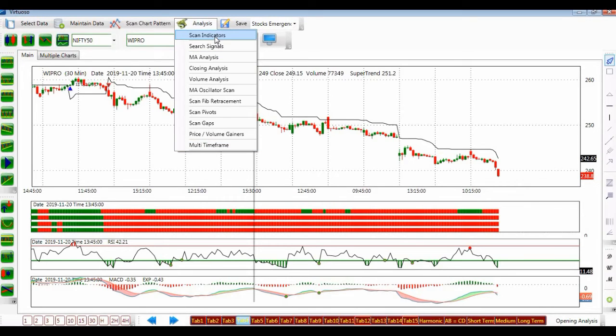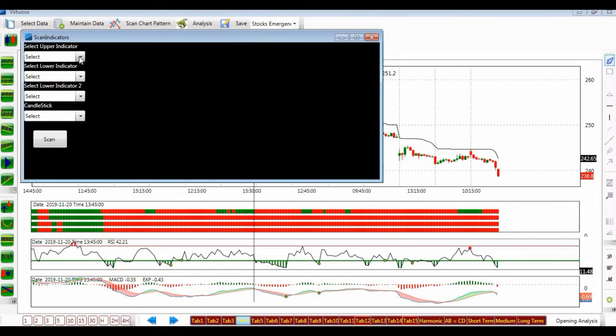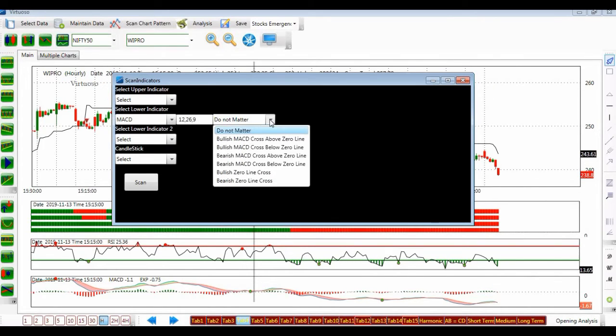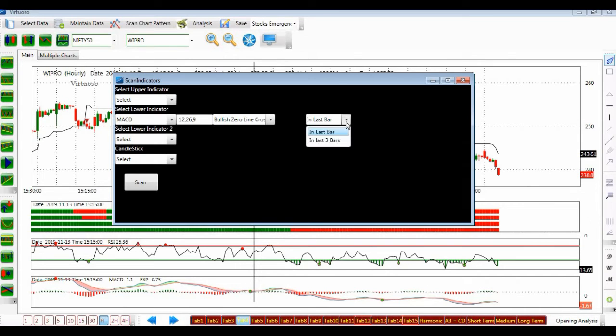So if you go for the scan indicator, what indicator you want, you can select any of the indicators. For example, if you want to go for Bollinger Band, then you can set the Bollinger Bands and scan. If you want to go for MACD, then what are the parameters? So for MACD you can give a specific condition, like bullish zero line crossover, any stocks which are giving indication for MACD crossing the zero line. So let's have a look at those stocks, whether the system is able to perform that scanning or not.